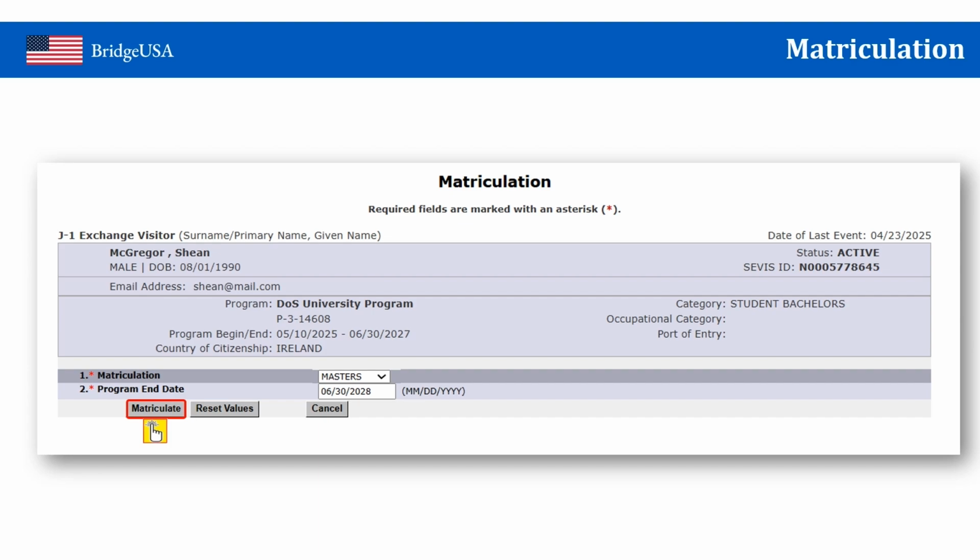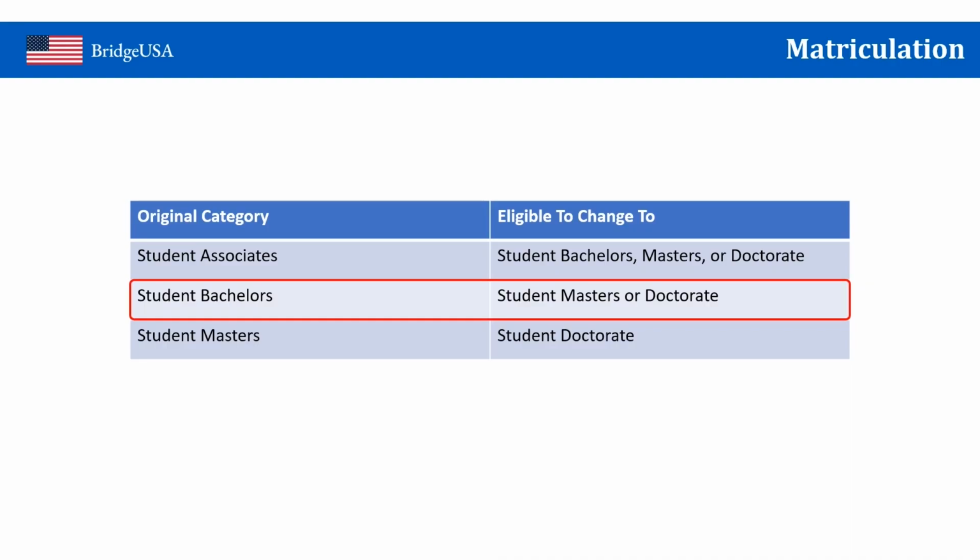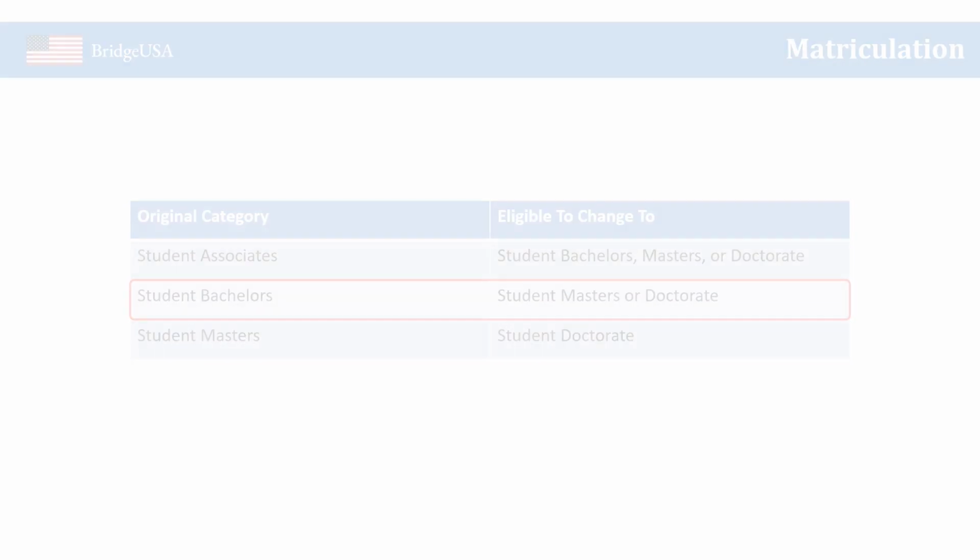The student's new category will display on the Exchange Visitor Information page. The table displays the changes of education level that are permitted via matriculation. Exchange visitors may only matriculate to a higher degree level. For example, student bachelors can matriculate up to student master's or doctorate, but may not matriculate to student associates.